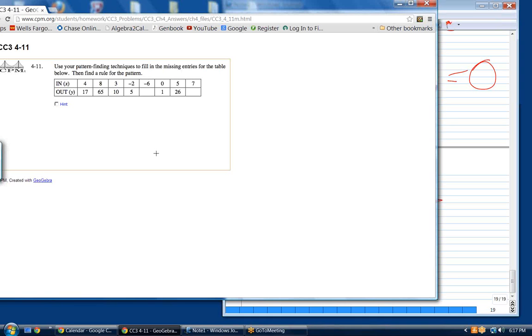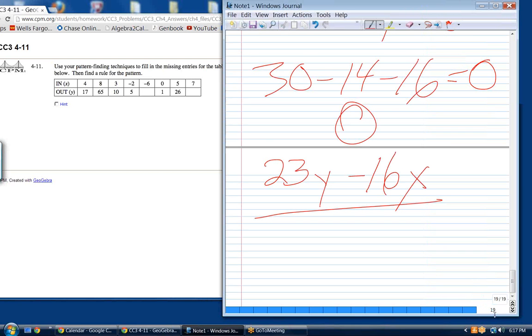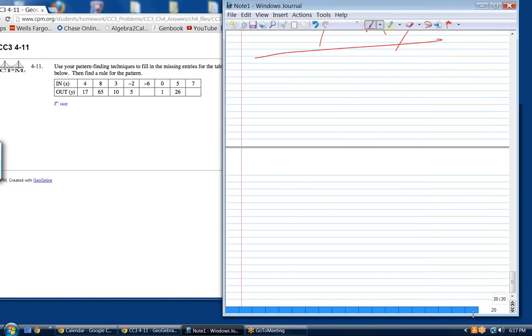Wow. You've got to be kidding me. Use your pattern finding techniques. That's hard to do on this one. This is a complicated pattern that they're trying to hide here. Yeah. I can kind of spot it. Yeah, I get it now. Just figured it out. Notice that the y is x squared plus 1.